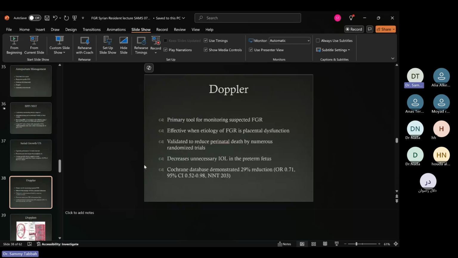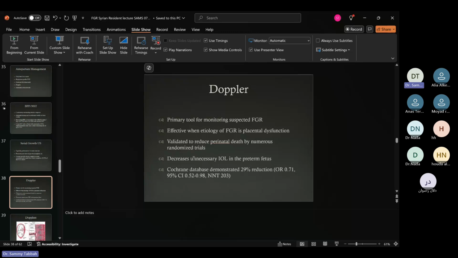So Doppler ultrasound is the most useful tool for monitoring fetuses with growth restriction. And it's the most effective when the cause of fetal growth restriction is placental insufficiency. Doppler studies are validated to reduce the risk of stillbirth. So it's probably the most powerful tool that we use to reduce the risk of the fetus dying before birth. And it also decreases unnecessary preterm birth.